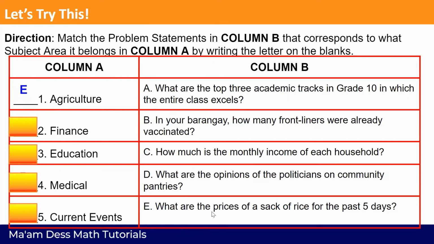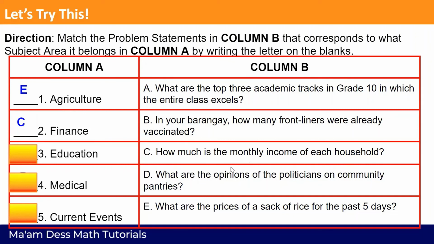Bakit? Look at this. What are the prices of a sack of rice for the past 5 days? So, ayan, a sack of rice. So, meaning it's all about agriculture. Next, number 2, finance. So, alin po kaya dito in column B ang related sa finance? Look at this. It's letter C. How much is the monthly income of each household? So, nandito po yung clue word natin, monthly income. Okay? So, of course, it's related to finance.